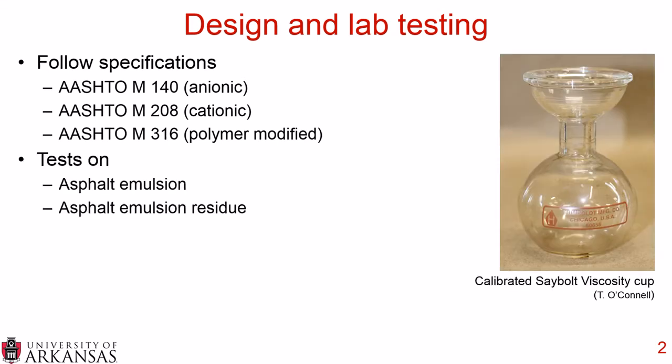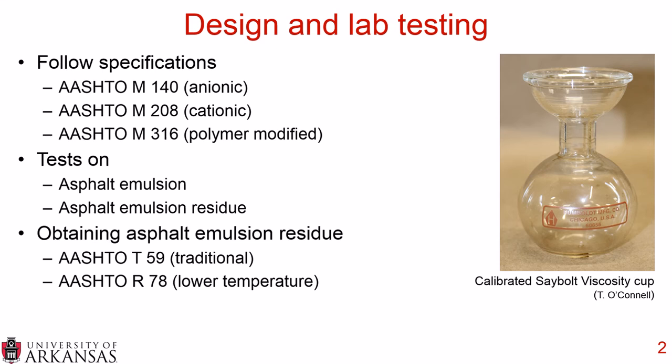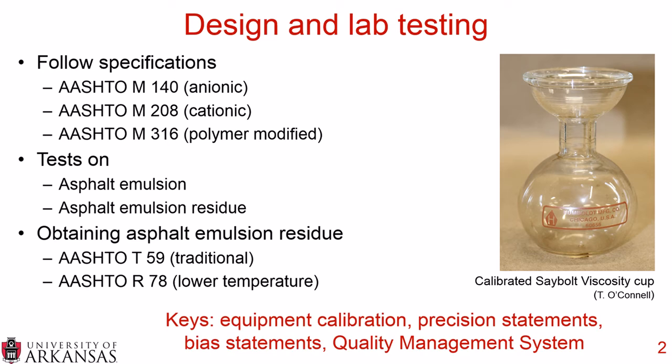modified asphalt emulsions. And there are tests that can be run on the asphalt emulsion, for example, an asphalt viscosity test, which you can see on the right, and there's also tests that can be run on the asphalt emulsion residue. And there are various ways of obtaining asphalt emulsion residue from the asphalt emulsion sample, and that includes the traditional method of AASHTO T59, and recently there have been lower temperature methods developed which can be found in AASHTO R78. The keys to all of this design and lab testing include having calibrated equipment, following precision and bias statements, and also executing a quality management system.